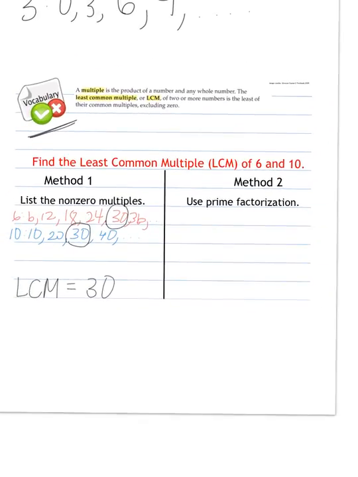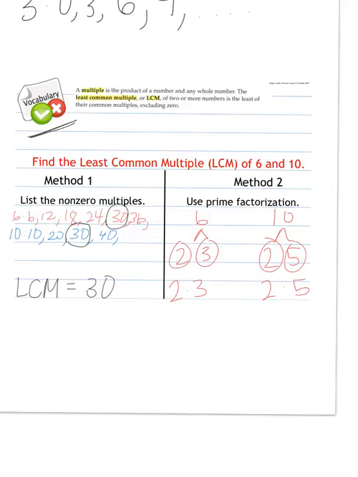Okay. Our other method here is to do prime factorization of both numbers. So starting with the prime factorization of 6, that can split into 2 and 3. Those are our prime numbers there. So we have 2 times 3. Our prime factorization of 10 is going to be 2 and 5, both of those being prime. So 2 times 5.